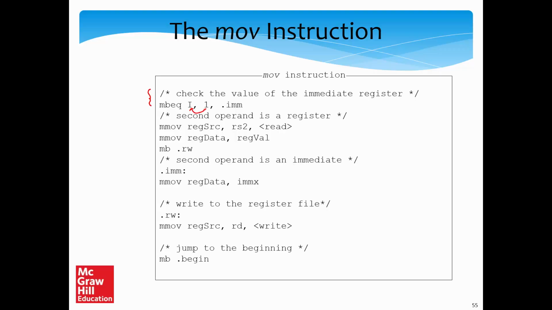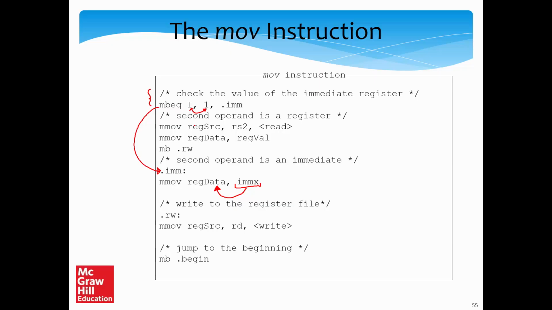So we read the value of the I micro register, which has been populated in the decode step. We compare it with 1. If the comparison is successful, which means I contains 1, we directly jump to .im. So what we do is that the contents of imx, the extended immediate, are written to reg data. So reg data, recall, is the register which contains the data that needs to be written to the register file.